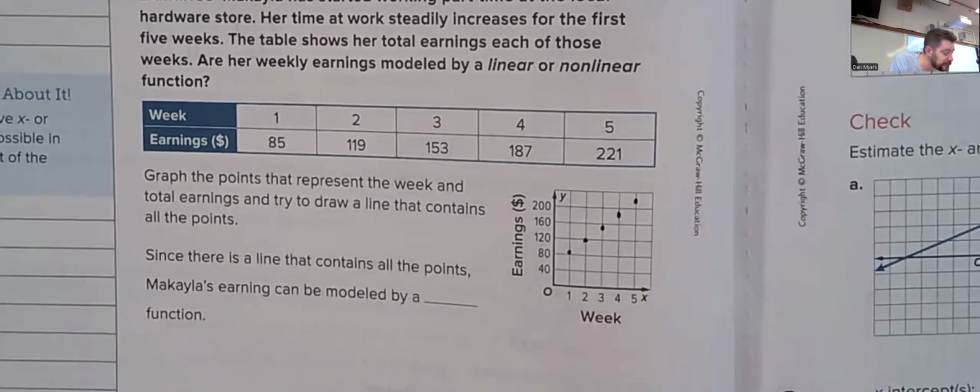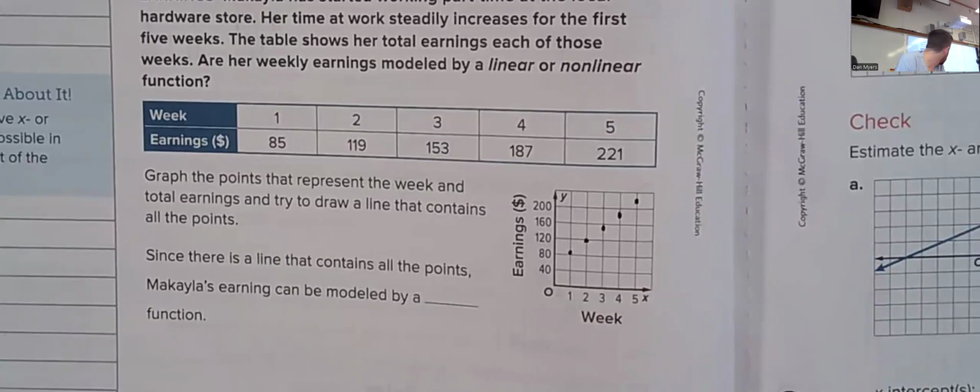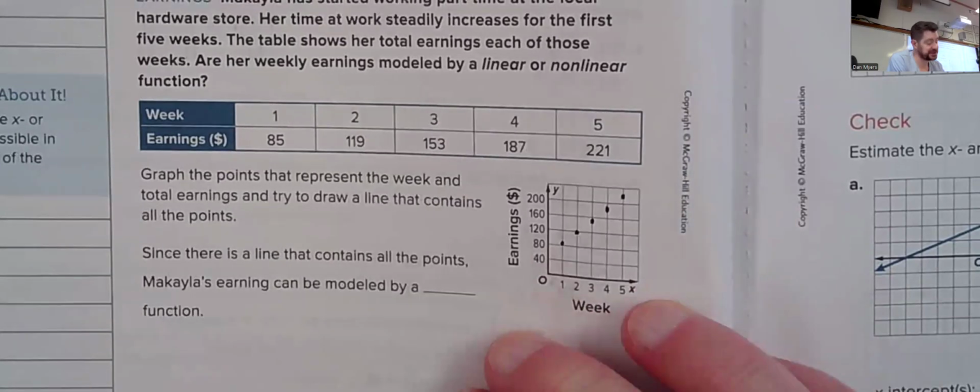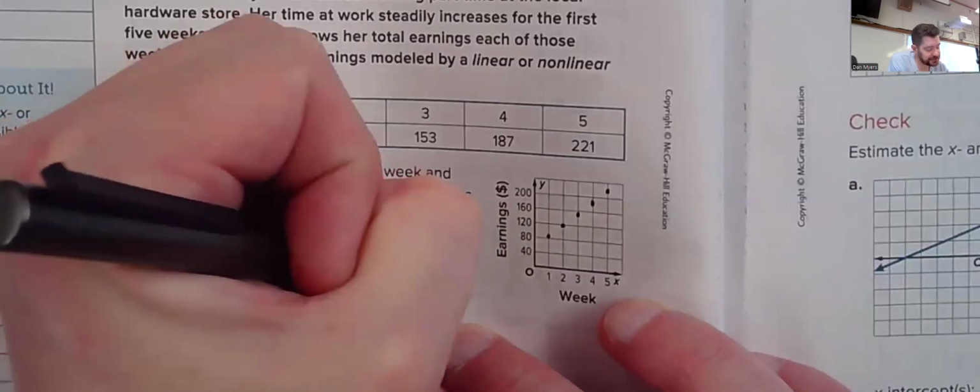So, since there is a straight line that contains all the points, Michaela's earnings can be modeled by a linear function. So this does end up being linear.